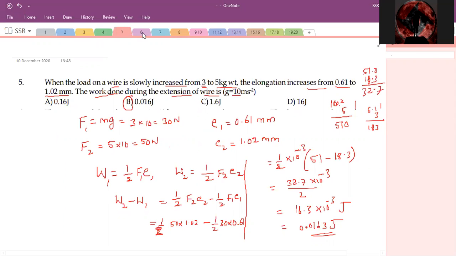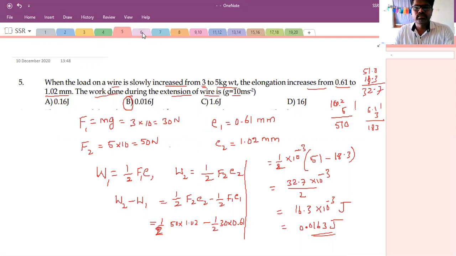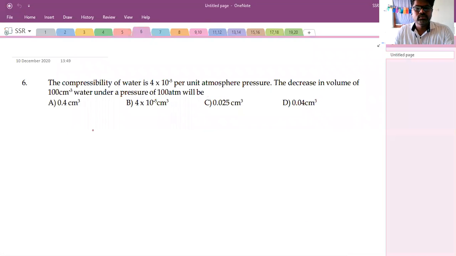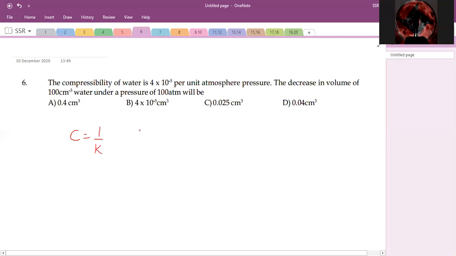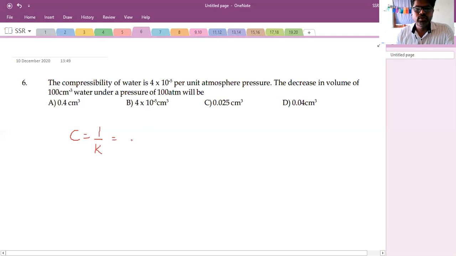Yes, sir. Right. Next, question number 6. The compressibility of water is 4 into 10 power minus 5 per unit atmospheric pressure. Compressibility C is equal to 1 by K, the reciprocal of the bulk modulus. Do you remember? So C is equal to 1 by K, equal to 4 into 10 power of minus 5 per atmosphere.